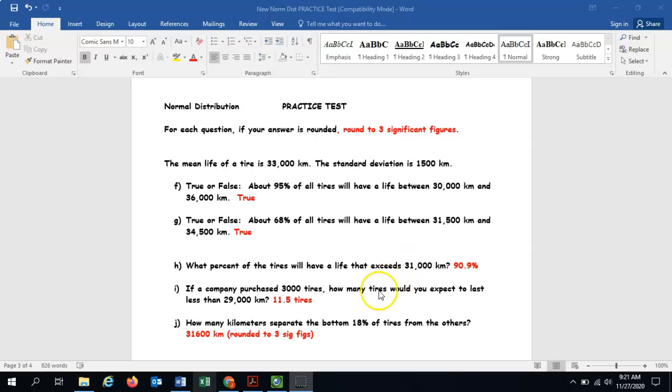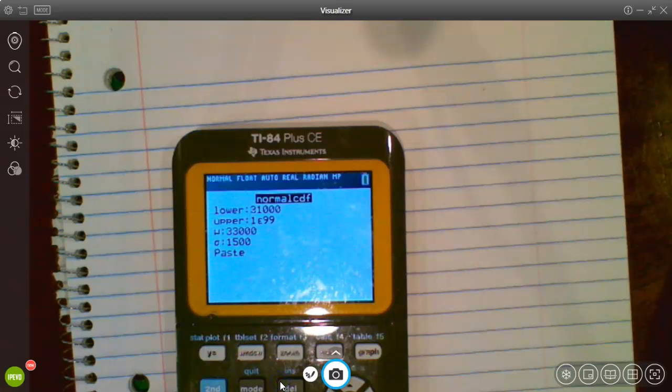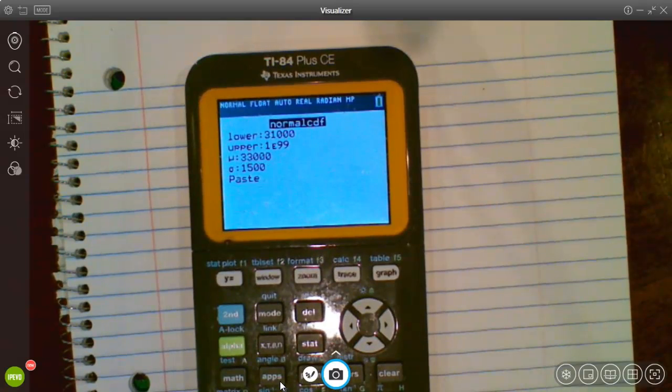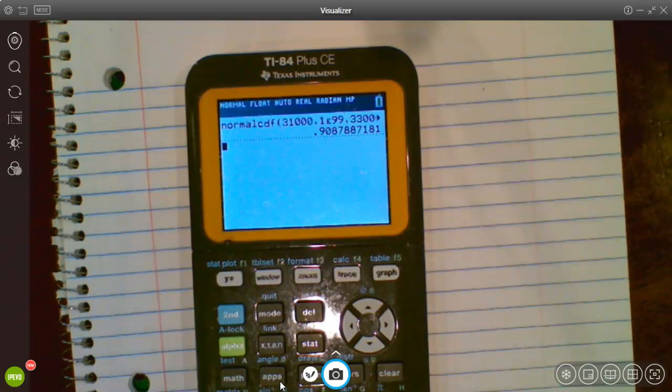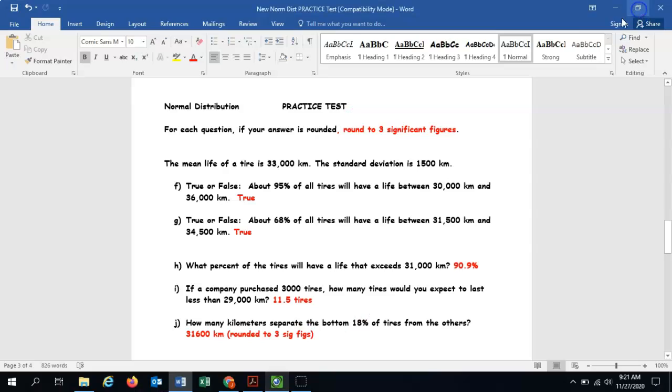So here's what it looks like. And I'm going to hit enter all the way down. And we have 90.9%. Make sure that you do round accurately to 3 sig figs. So that's where that came from.